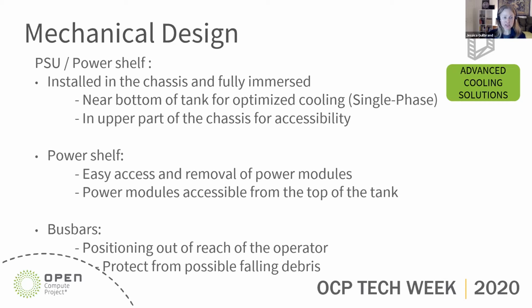If you're using a power shelf, you want it to be easily accessible, to be able to remove power modules in that power shelf, and to have them accessible from the top of the tank again. For bus bars, you need to position those out of reach of the operators and protect them from possible falling debris as well. So there are maybe slightly different considerations when it comes to immersion compared to traditionally used air cooling.